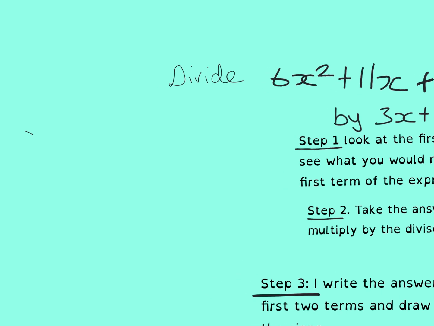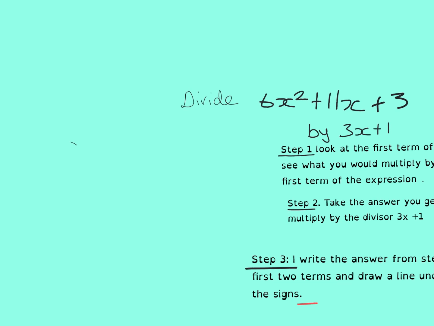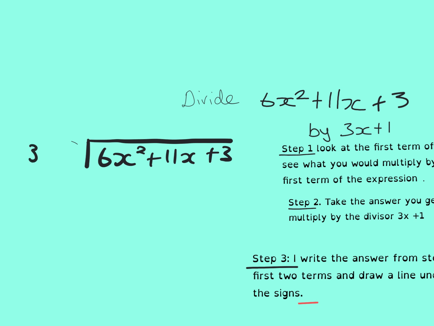So the first thing we're going to do is write out the quadratic expression that we have here, like so. We're going to write it as a line like this: 6x squared plus 11x plus 3, and we're going to divide that by 3x plus 1. We're going to refer to this as the divisor, and this is what we're dividing into. We're going to start with quadratic expressions first, and then we're going to move on to cubic expressions.